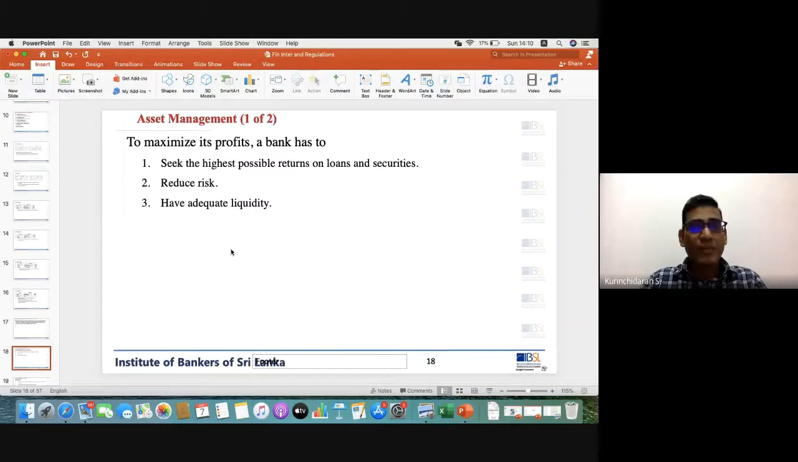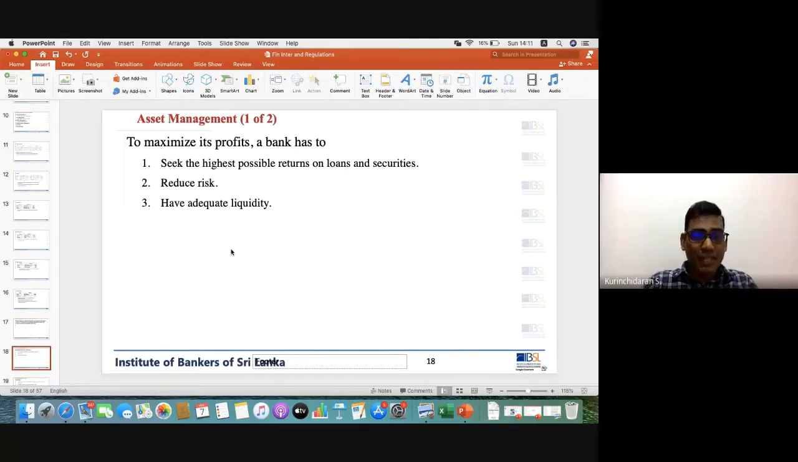So now, first we saw liquidity management. Second, what we are going to discuss is asset management, right? Banks, as intermediaries, should be able to manage their assets, because assets are the items that bring revenue to any entity. So if a bank wants to maximize its profit, then definitely it has to manage its assets properly, efficiently, and prudently, right?